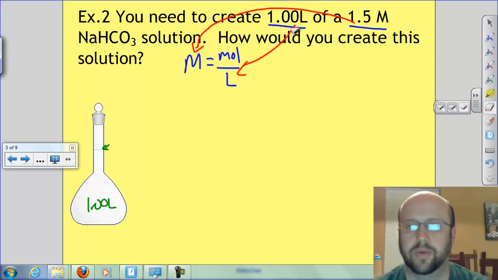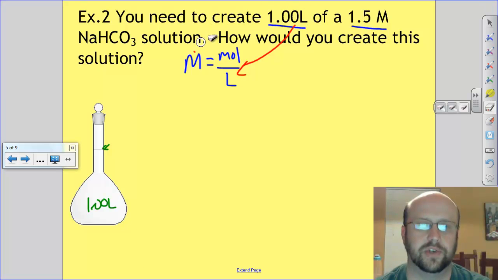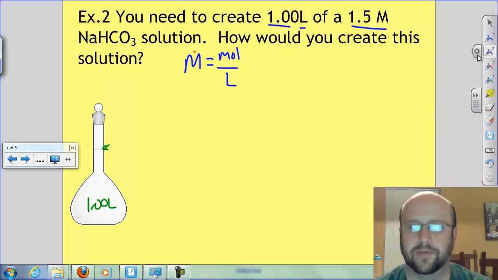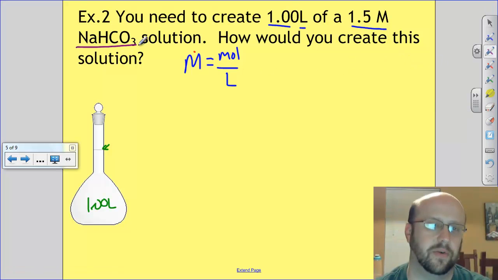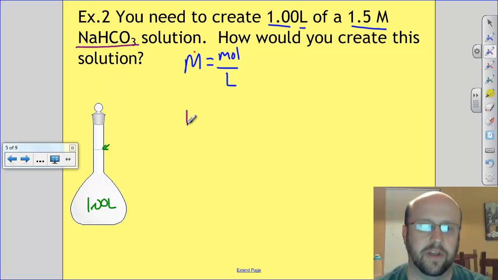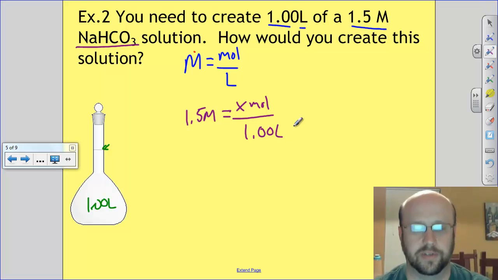So what can we do then to find how would I create the solution? Well, if I already know how much of it I need, how many liters, and I know what molarity I'm looking for, then what I have to do is figure out how many grams of the stuff I have to weigh out. So how do I do that? Well, I'm going to plug in the numbers that I have into the formula. I have a 1.5 molar solution. It's equal to X number of moles, meaning that I don't know how many moles, that's what I'm trying to find, over 1 liter of solution.